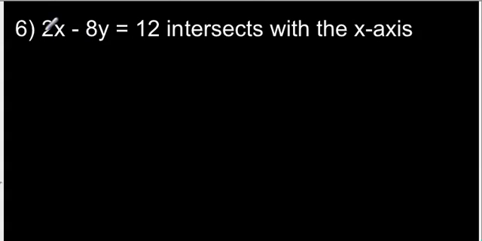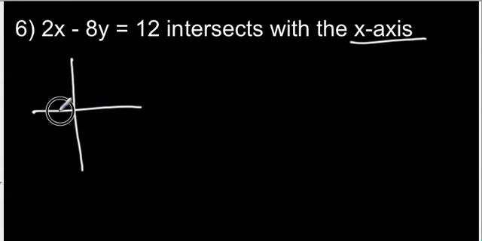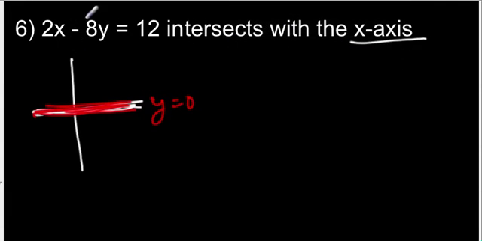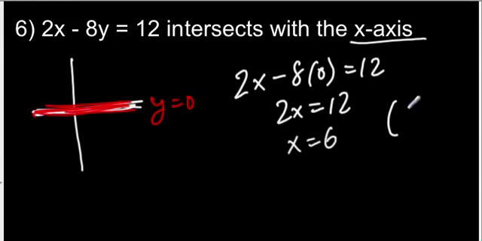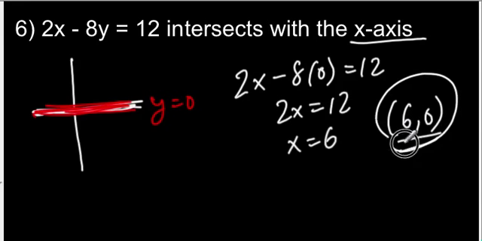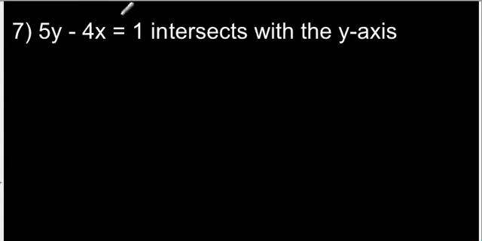Okay. Again, so same situation, and it intersects with the x-axis. As we just said, the x-axis, so this one right here, maybe I'll use a different color, this one right here is just represented by y equals 0. So since we have y equals 0, all we have to do is 2x minus 8 times 0 is equal to 12. So 2x is equal to 12, x is equal to 6, so our point of intersection is 6, 0. Right? Because x equals 6 and y equals 0. So 6, 0. All right, so number 7, intersects with the y-axis.